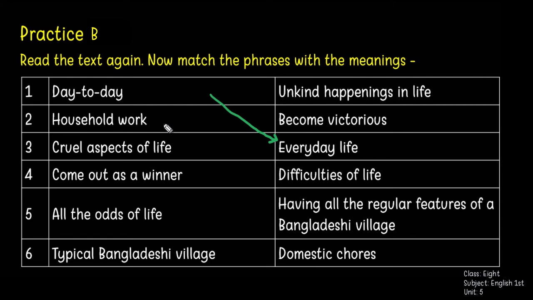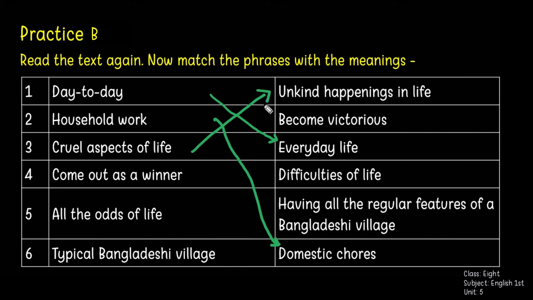Okay. See this. Household work. That means work that is related to our home. Unkind happenings? Never. Victorious? No. Difficulties of life? No. Having all the regular features of a Bangladeshi village? No. Domestic chores? Yes. Domestic chores. That means household work. Okay. Option 3. Cruel aspects of life. Unkind happenings in life. Exactly. Unkind happenings in life and cruel aspects of life.